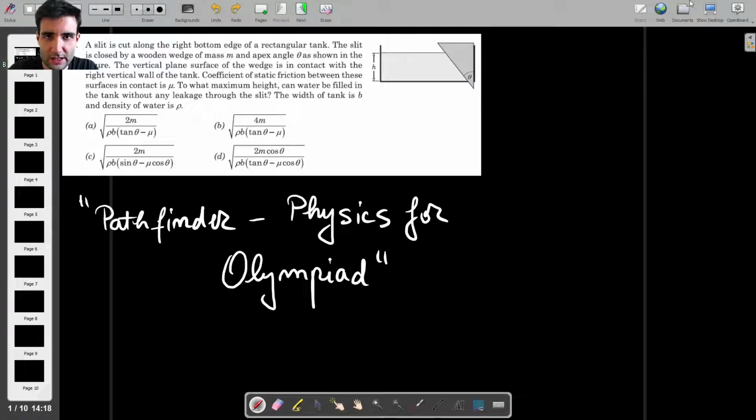Here's an interesting fluid mechanics problem which you can actually find in the Pathfinder Physics for Olympiad book. And it's not only aimed at students who are about to take their Physics Olympiad, but also at students who are about to take the JEE Main or Advanced exams. It's also aimed at engineering students in their first year, as long as they're doing some form of fluid mechanics. So let's read the question and see what it wants from us.